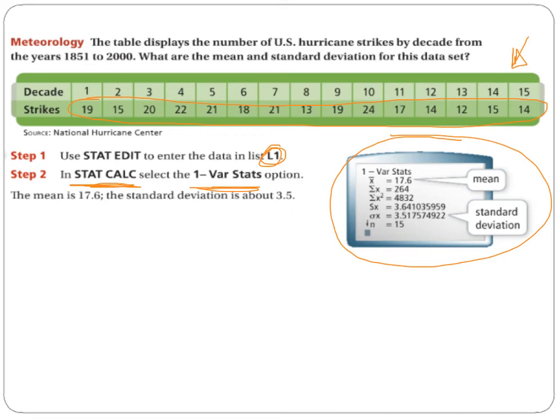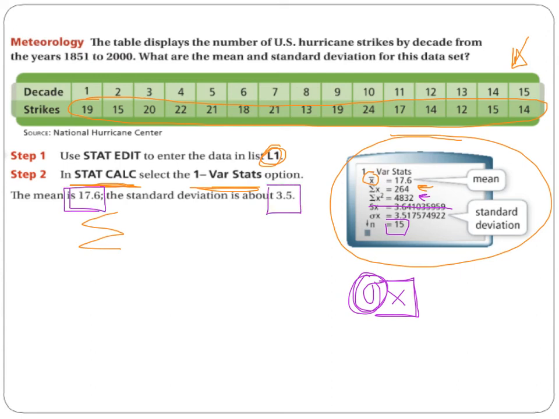In this, it tells me that this right here is my mean, so 17.6. This is the sum of all of my data points because this symbol says sum and it just has an X. The next one is the sum of my data points squared. You don't have to worry about this one. And then this is my standard deviation. Remember, sigma x, that's saying standard deviation of my points in the L1 category. And the n is saying that I have 15 different data points. So I have the mean at 17.6 and the standard deviation at 3.5.